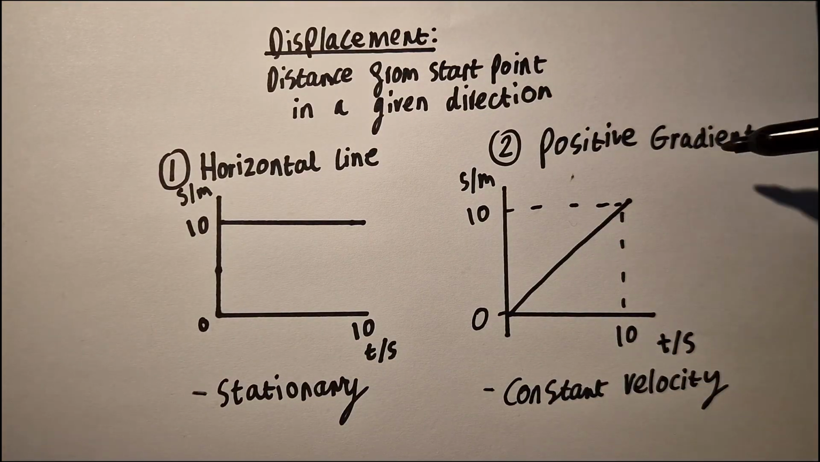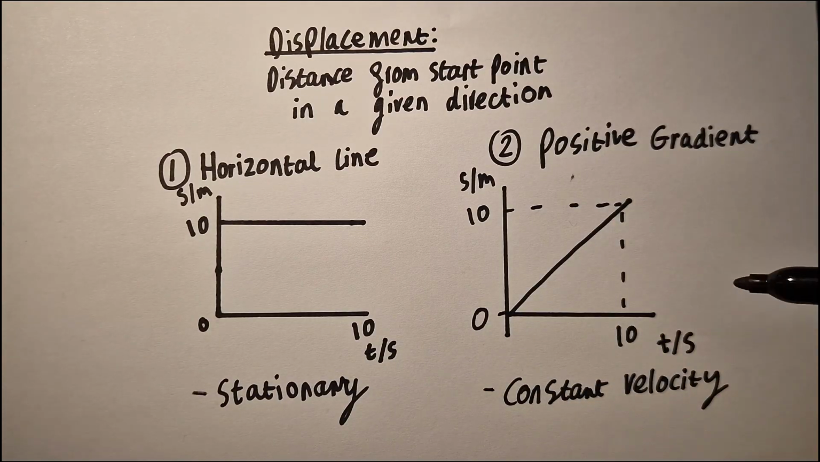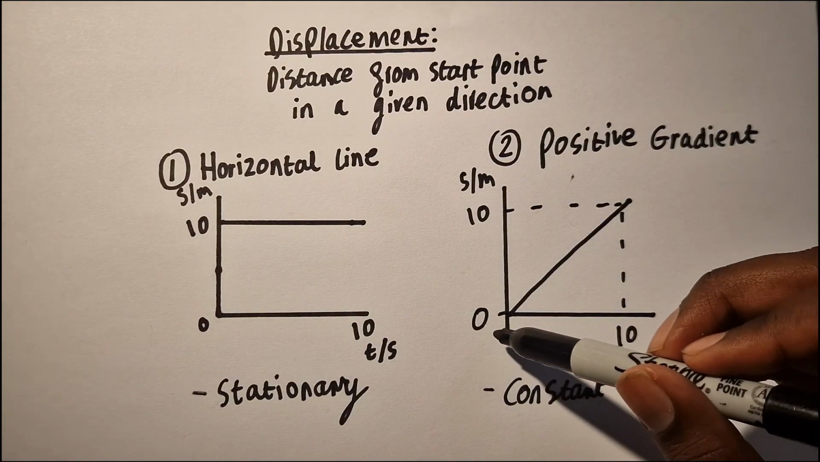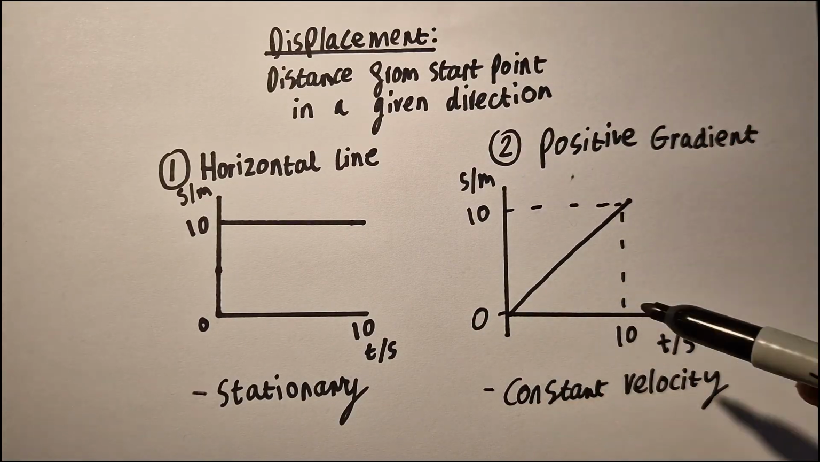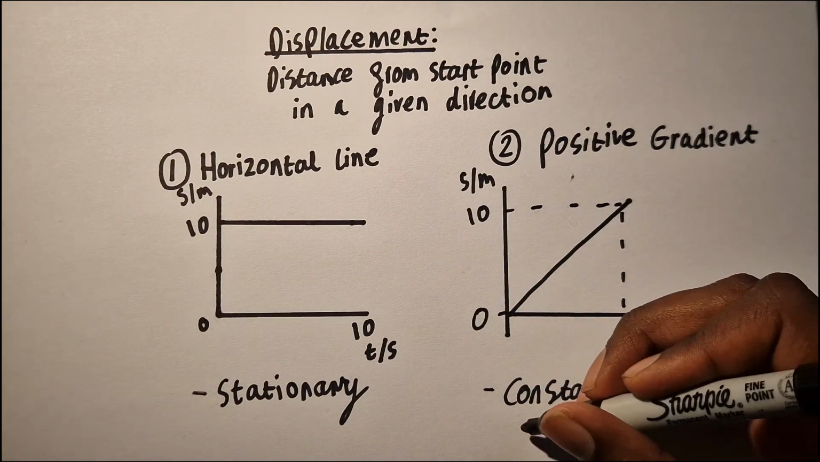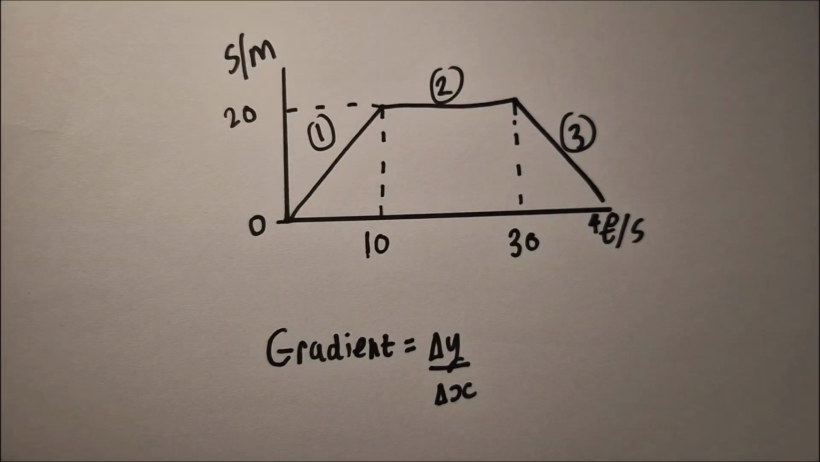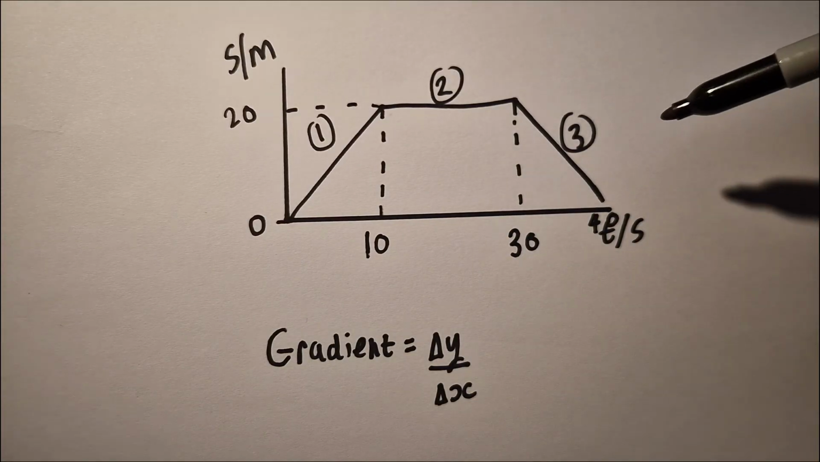Alright, we've got a second graph here. This one has a positive gradient. So, positive gradient means that we're moving from 0 meters to 10 meters away from the start point in 10 seconds. This means that we're moving with a constant velocity away from the start.